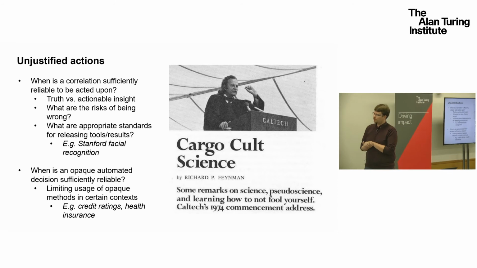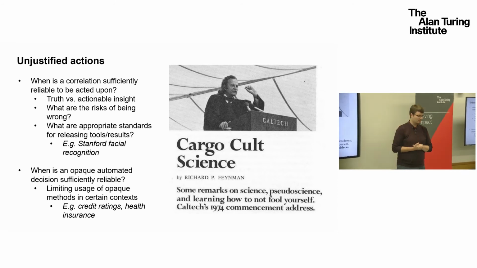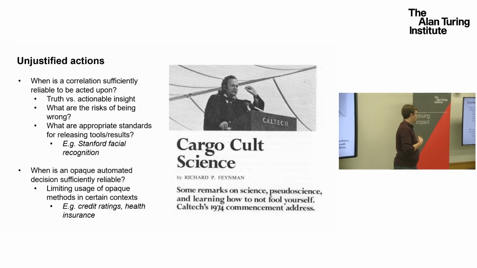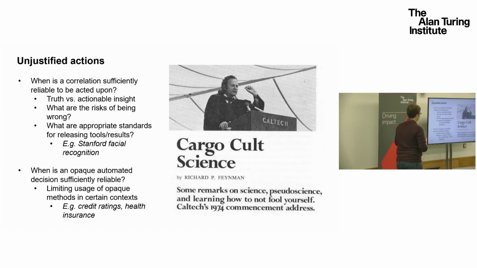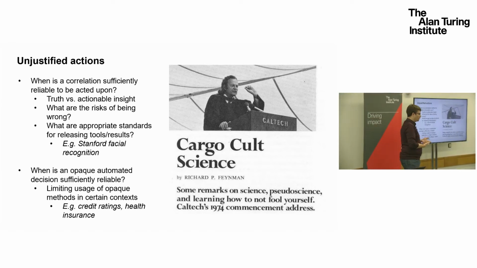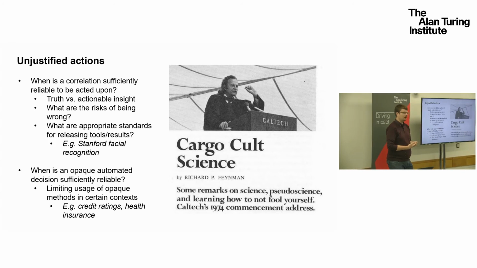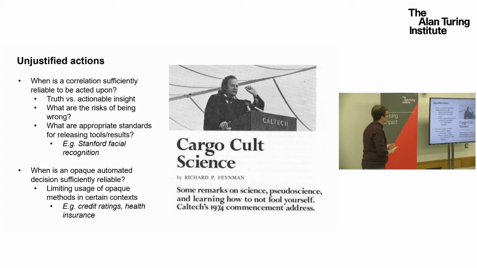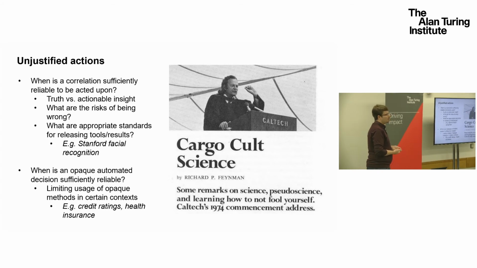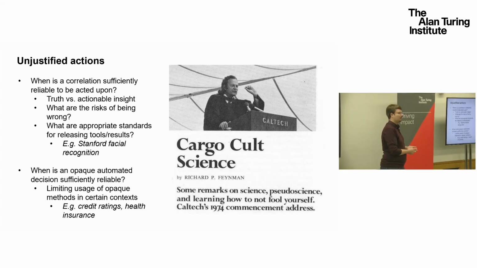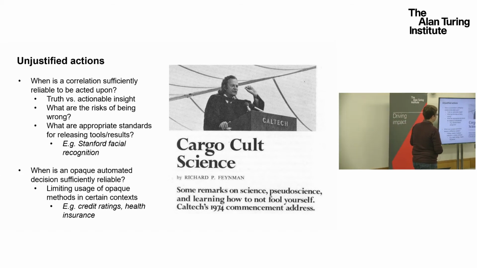So the first one, unjustified actions. This is not just a question of correlation versus causation, but rather a question of when you are actually justified in acting upon the knowledge that these systems produce. So when analytics produces a correlation, besides having a p-value that is sufficient for publication, when are you actually ethically justified in acting upon that correlation? So it's the basic idea of truth versus actionable insights.